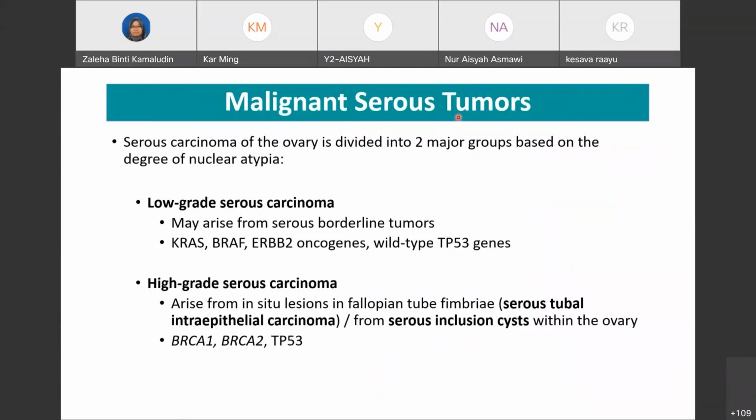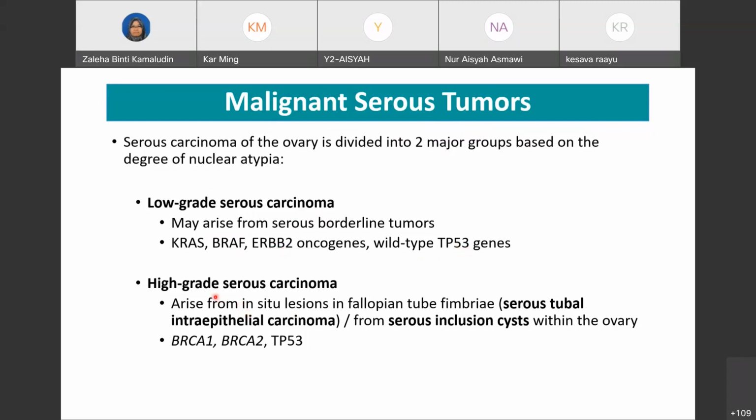Okay, next let's go to the malignant serous tumor, which can be divided into two major groups based on the degree of the nuclear atypia. Basically, the low-grade serous carcinoma is a type 1 serous carcinoma, which may arise from the serous borderline tumor. The most commonly encountered mutations involve the KRAS, BRAF, and ERBB2 oncogenes, and it shows wild type TP53 genes.